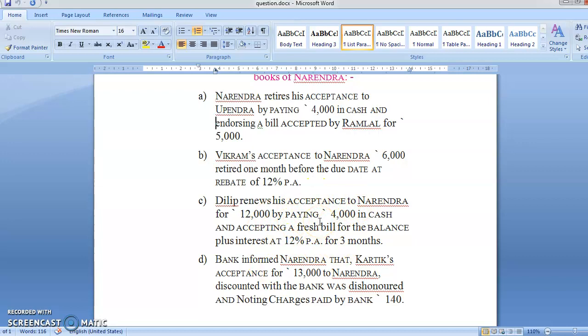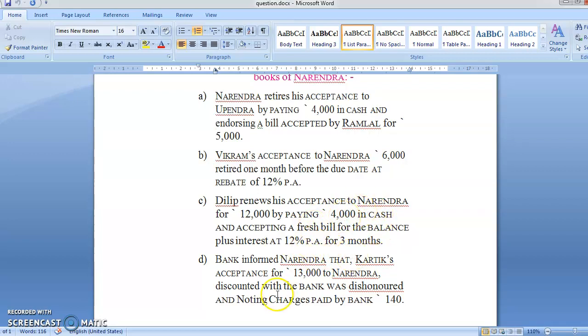This we have done everything. Renewal means before, don't think anything, pass these 4 entries. One is for the cancellation, second is for the interest, third is for the part payment, fourth is for the new bill. Interest will depend, sometimes it goes in cash, sometimes it goes in the new bill. You have to understand the sentence and do it.